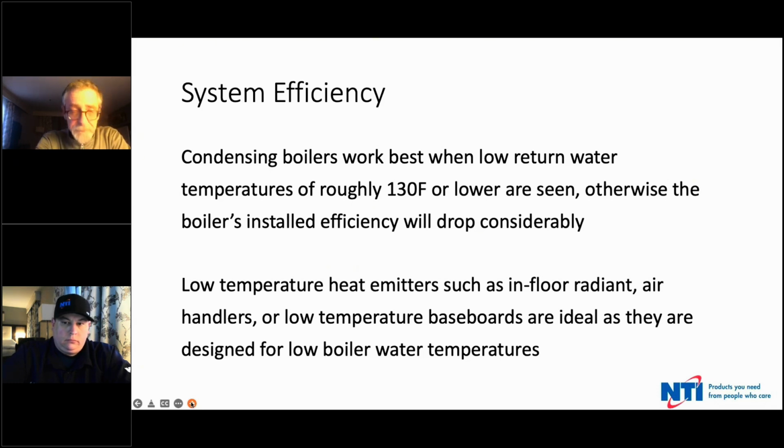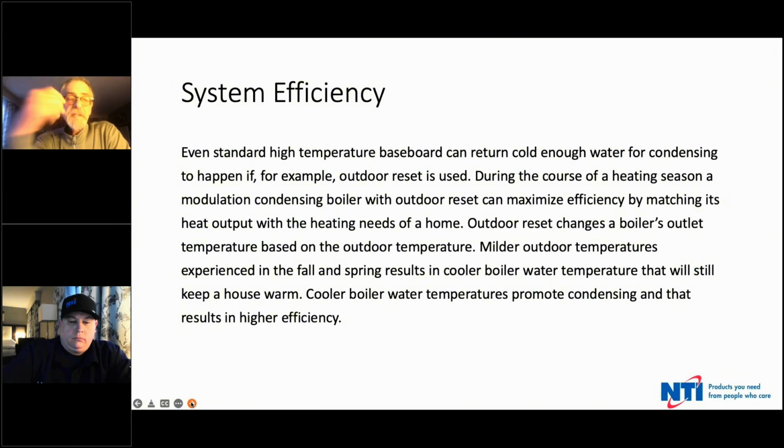You can't fight physics. So low temperature heat emitters like in-floor radiant, an oversized air handler maybe, or low temperature baseboards and panel radiators are best suited to condensing boilers because they operate at lower water temperatures. And again, to go back to what we were talking about with baseboard, high temperature baseboard can definitely work in a condensing system if you use outdoor reset and you size the baseboard accordingly.